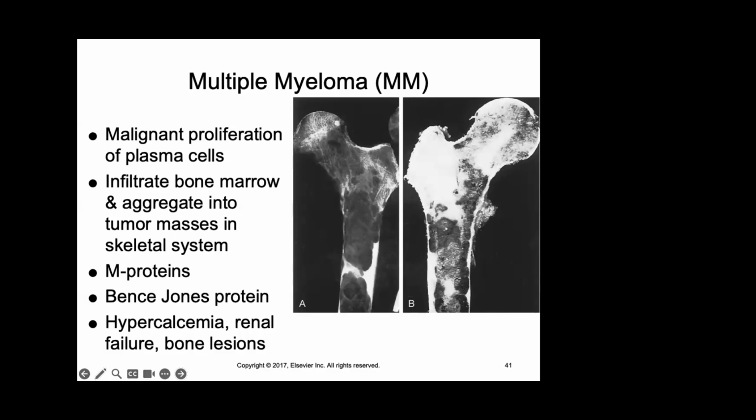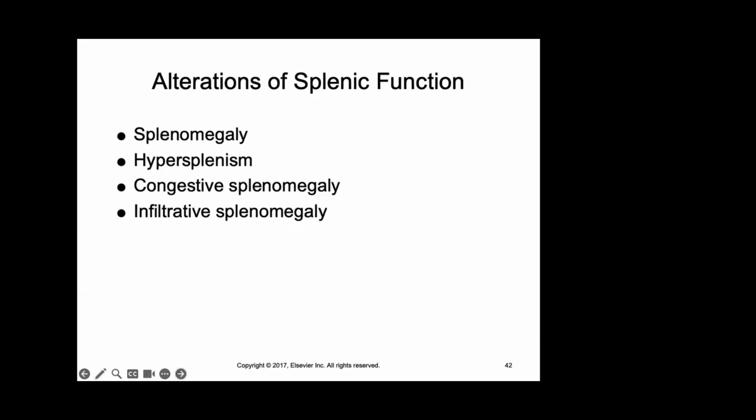In panel B, a gross specimen from the same individual, myelomatous secretions appear in dark granular sections, okay? So these malignant plasma cells infiltrate the marrow and aggregate into tumor masses, okay? They make that diagnostic antibody, okay? And other markers include Bence-Jones protein. We see hypercalcemia, renal failure, and we see bone lesions as well. Okay.